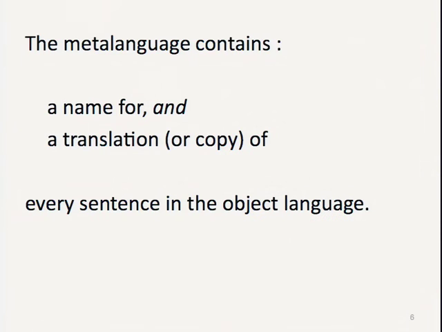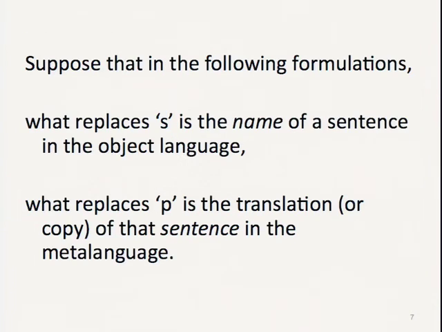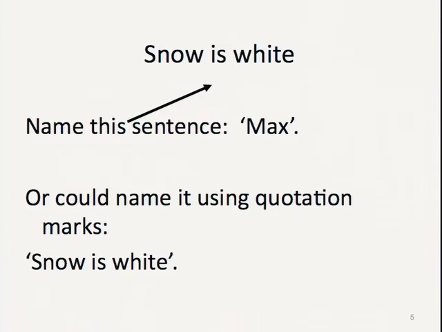We're about to define truth. So follow me very closely here. Once you've got a name for every sentence in your object language and a translation of every sentence in your object language, then you can give the following formulation. We're going to use S. When I write S in what follows, what's going to replace S will be the name of a sentence in the object language. Okay? So what would be an example, a sample stand-in for S?